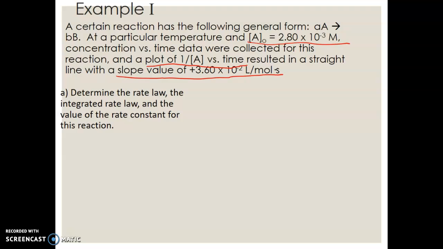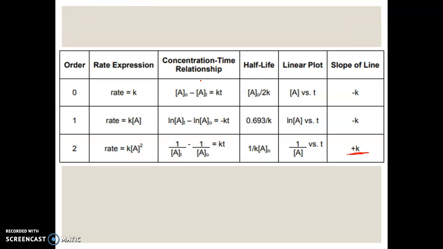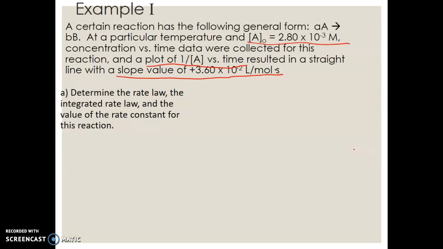So when you're looking at a problem and you're trying to decide what order the reaction is, if it gives you a graph where it tells you what is plotted, when it says 1 over the concentration versus T, that is second order. Also, our slope was given to us as a positive value, so that is another thing that is going to tell you that this is a second order reaction.